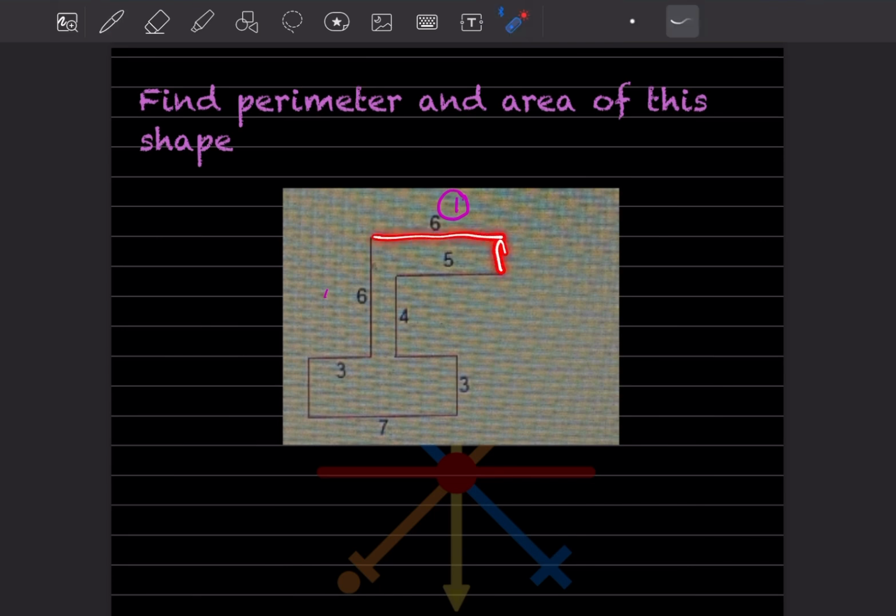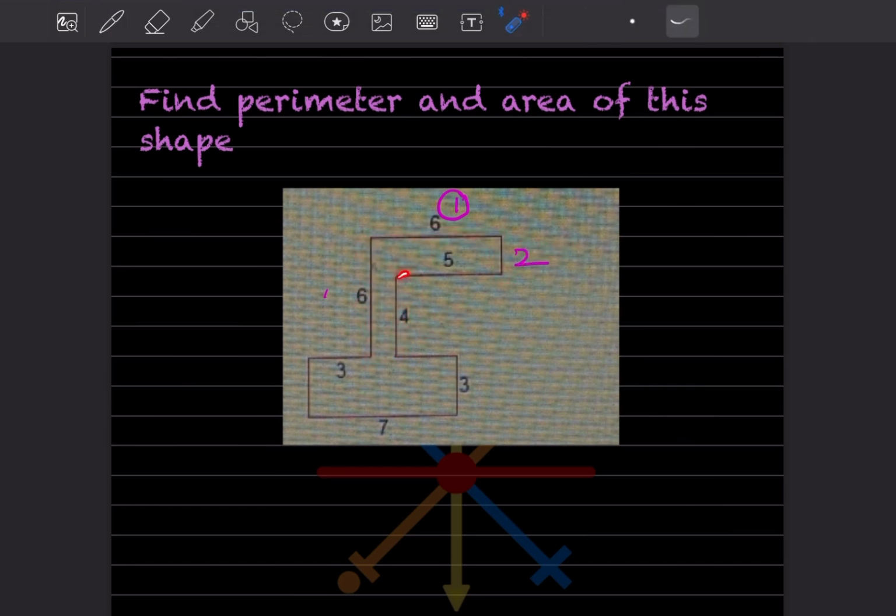Now we want this part. How will you get this one? This is unknown. You know this is 6 and this is 4. So this will be 2, because this is 6, and to make 4 into 6 you need 2 extra here. So this is 2, which means this also should be 2. Let us put 2 here.